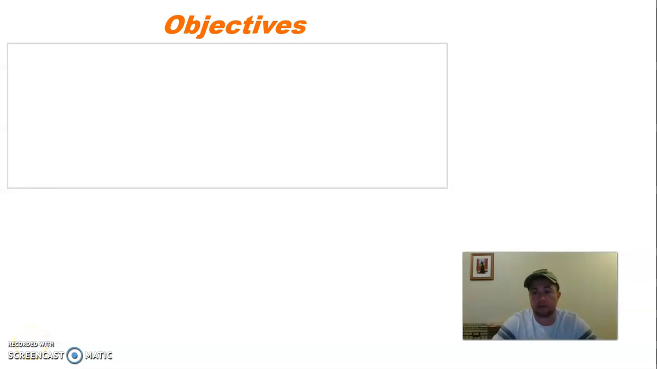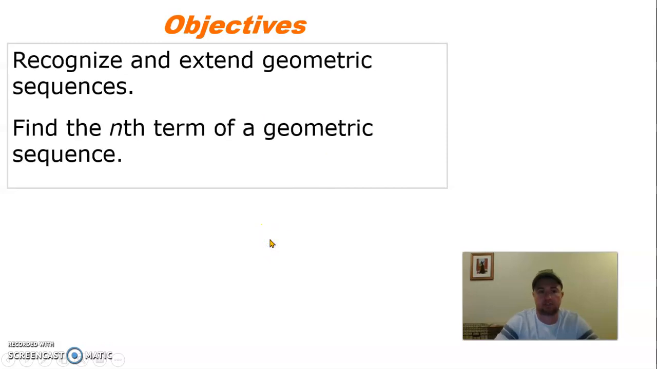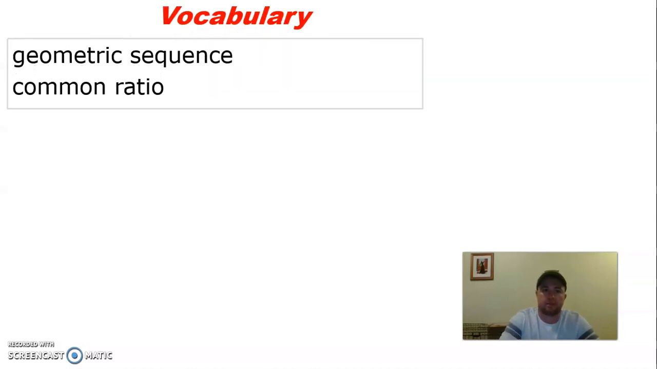Alright, so today we're going to talk a little bit about the basics of a geometric sequence. So we're going to start with our objectives. And our objective is to recognize and extend geometric sequences, and then also be able to find a term in a geometric sequence. And then we have some vocabulary: geometric sequence and common ratio.